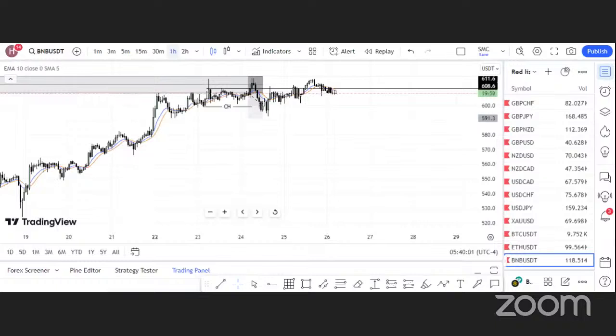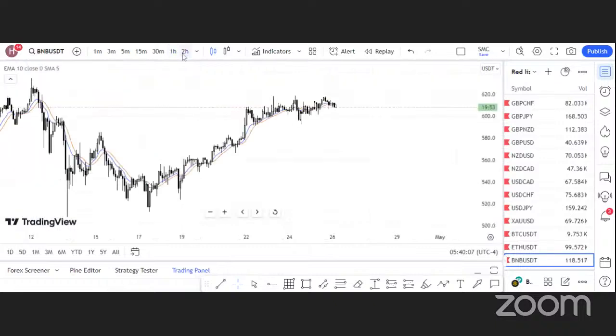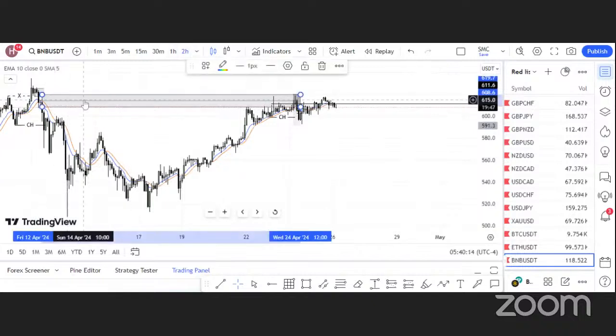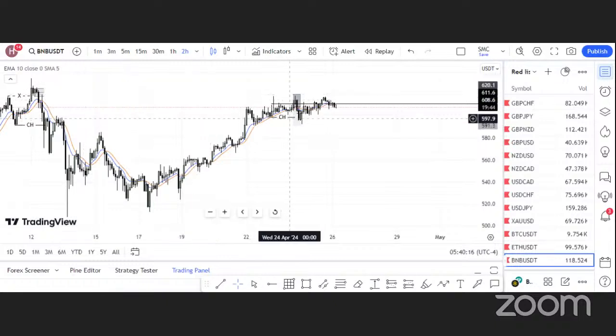All right, so moving on, we have BNB USDT. Let's see what's going on on the BNB USDT pair.